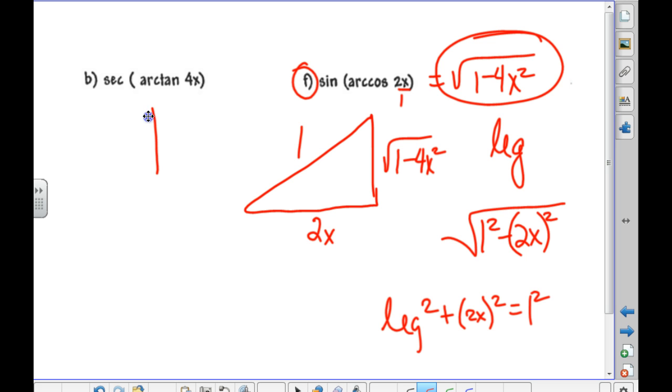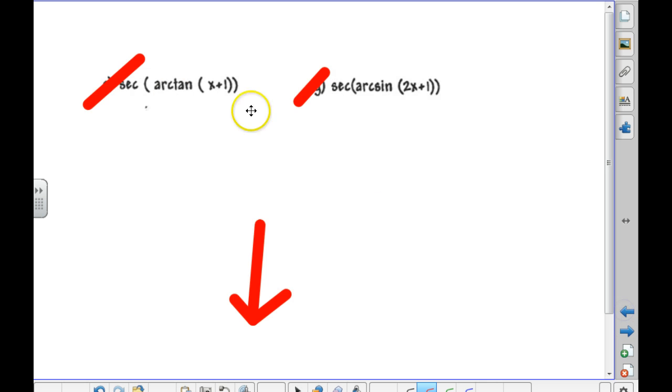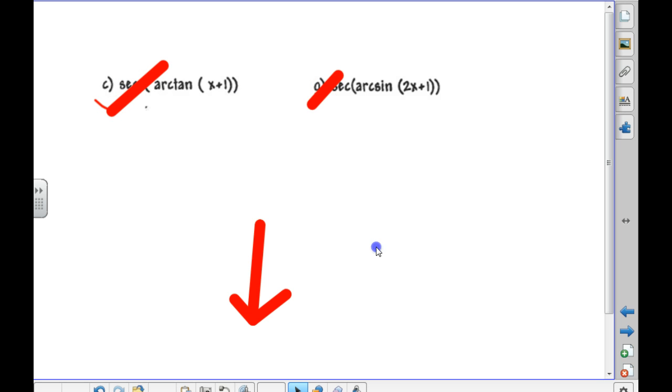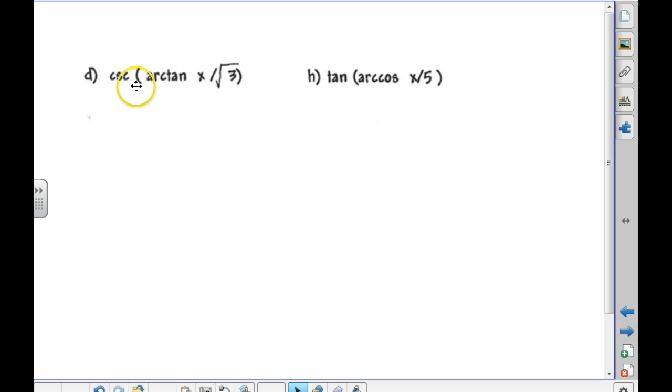Actually, I want time for homework, so can I skip that one? You guys can try that one. Everybody should skip these two, because they're really gross and ugly. C and G, skip those two. Let's do one of these, though. And then we're going to answer homework questions, okay?